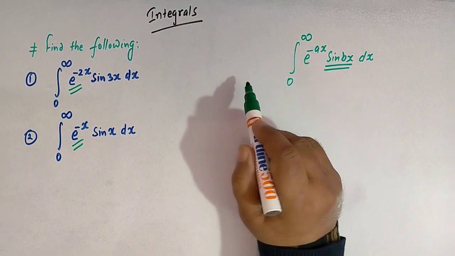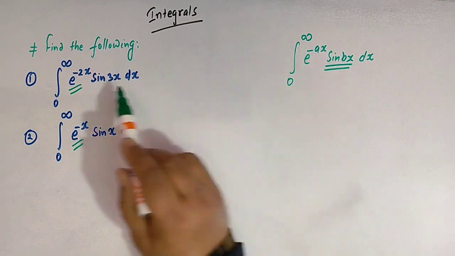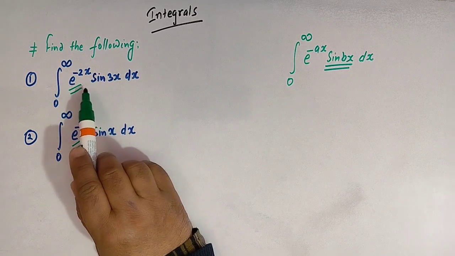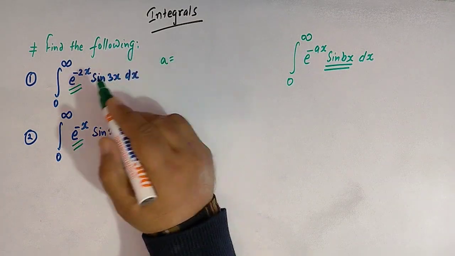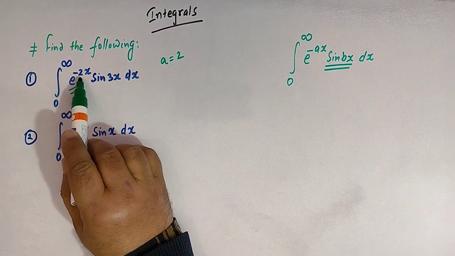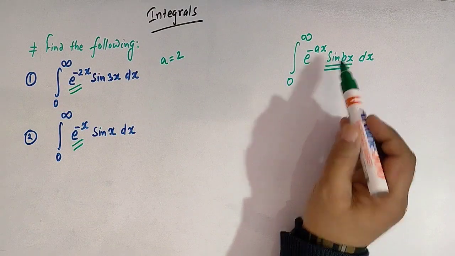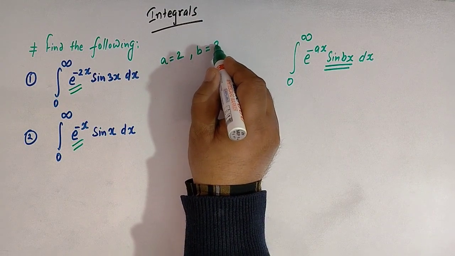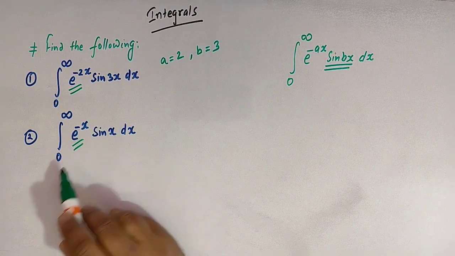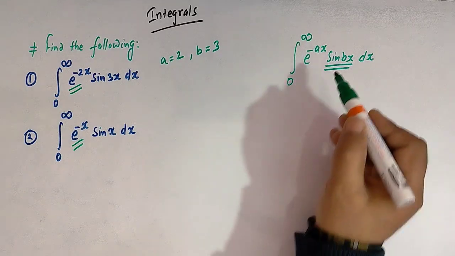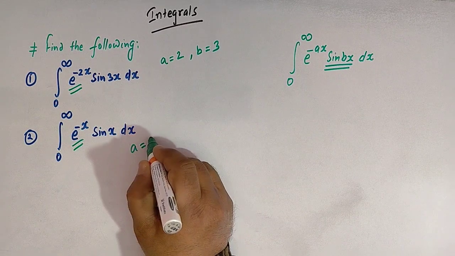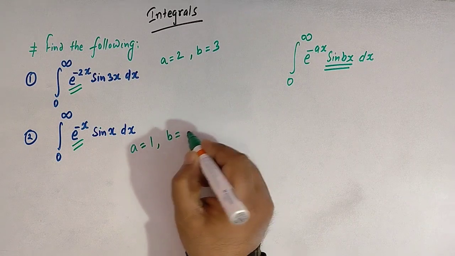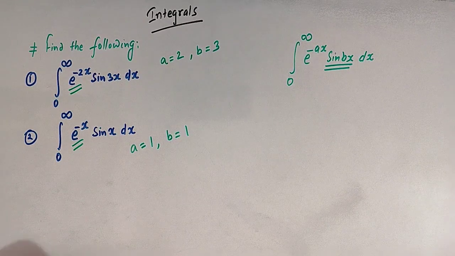Now let us first compare these two integrals. When we compare this integral with this one, the value of a is equal to 2, and the value of b is equal to 3. Similarly, if we compare this integral with this one, the value of a is 1, and the value of b is also equal to 1.